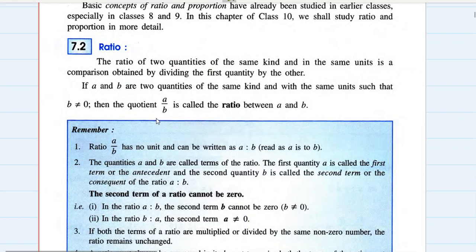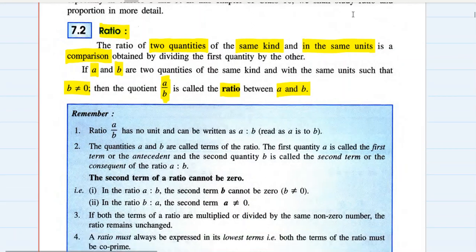A ratio of two quantities of the same kind. Remember, two quantities must be of the same kind and in the same units is a comparison. Ratio is nothing but a comparison obtained by dividing the first quantity by the other. So if A and B are two quantities of the same kind with the same units and B is not 0, remember that B should not be 0, then the quotient A by B or A ratio B is the ratio between A and B.